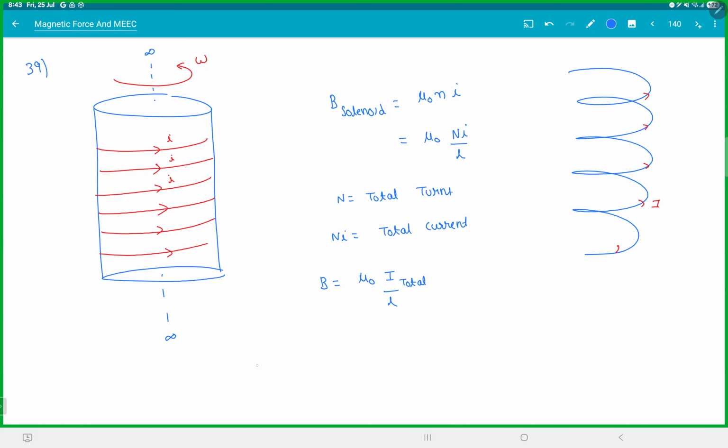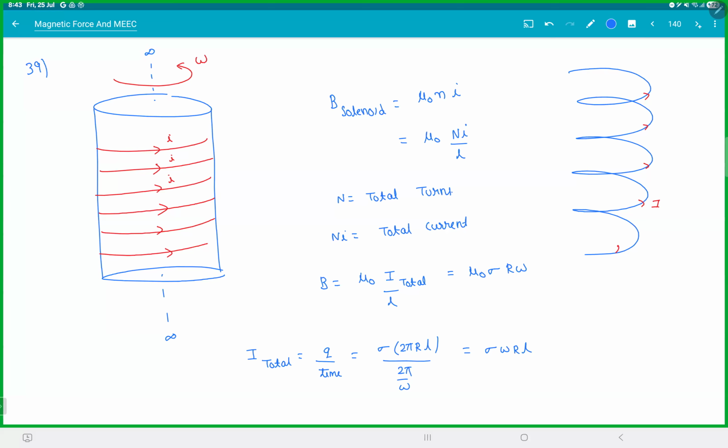So for this solenoid, the total current will be the total charge by time. The total charge will be sigma into 2 pi r L, the surface area, and the time will be 2 pi by omega. So the current is sigma omega r L. This will be mu naught sigma r omega. That's the magnetic field, everyone.